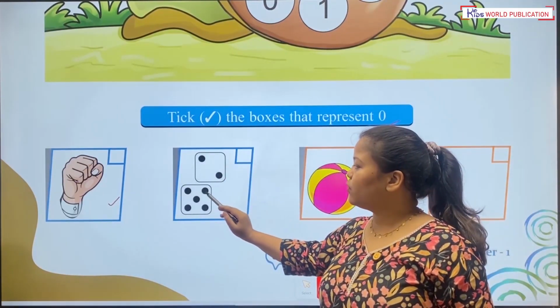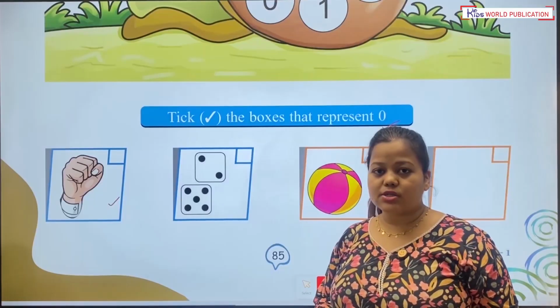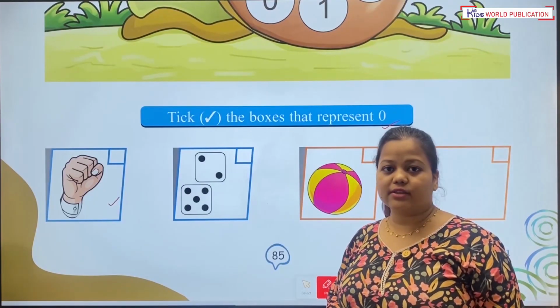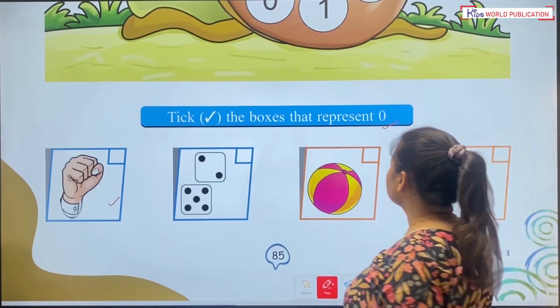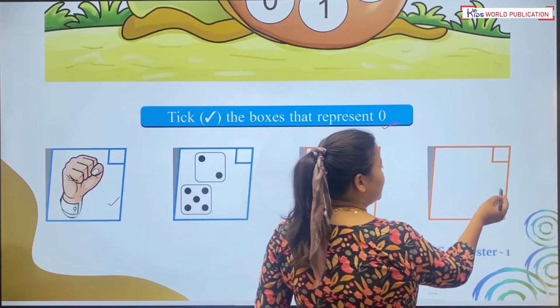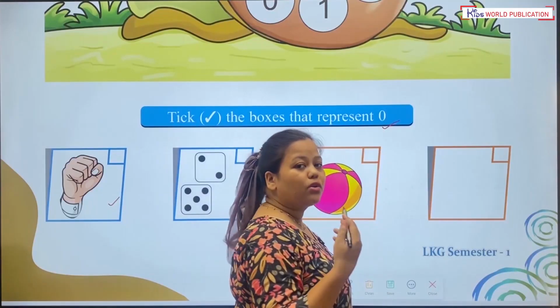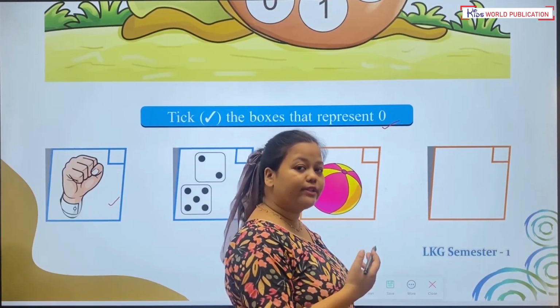1, 2, 3, 4, 5, 6, 7. 7 dots in the dice. So we will not tick the box. 1 ball. So we will not tick the box. And here you can see there is nothing in the picture. So nothing means 0. So we will tick that box.